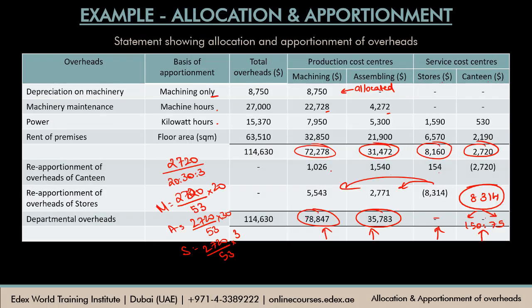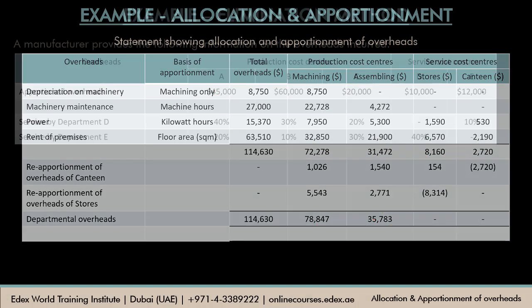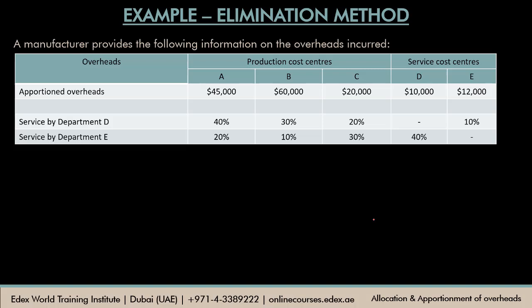So for the next video, make sure you remember what we have done till now. At the end we are just left with the cost in the production cost centers. This will be helpful in the next video. One final concept that remains is the reapportionment of overheads using the elimination method.